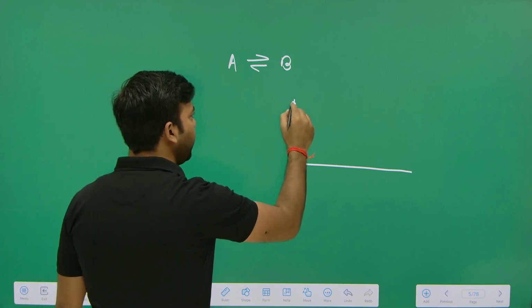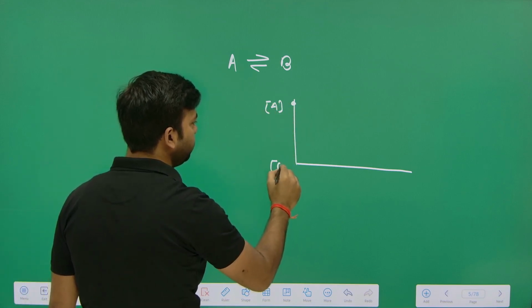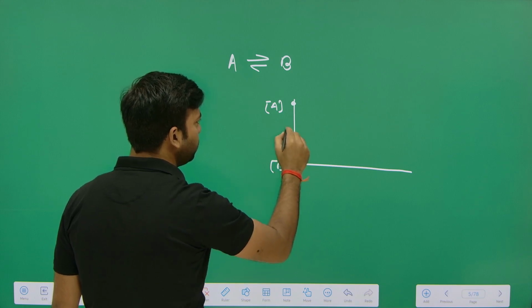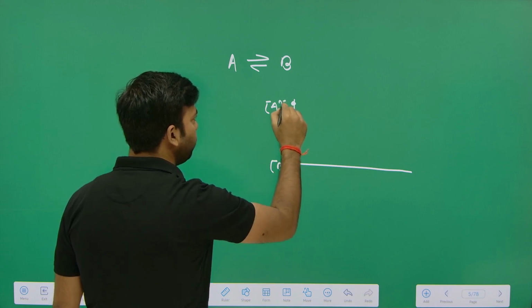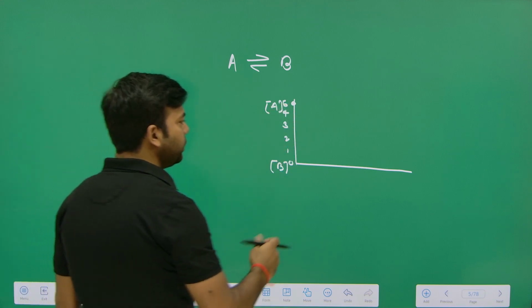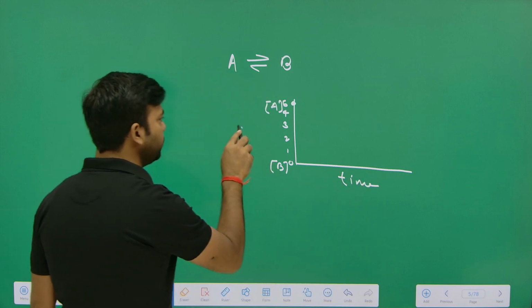and this is the reactant A. And this is B, because this is 0, suppose this is 0, this is 1, this is 2, this is 3, this is 4 and this is 5. This is a time axis, this is a time and this is a concentration.